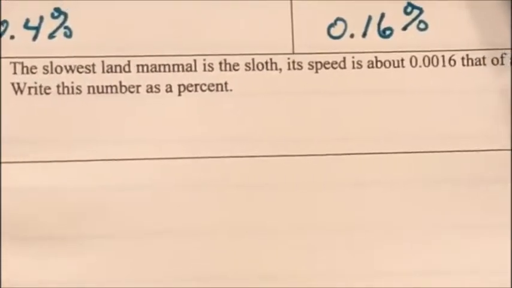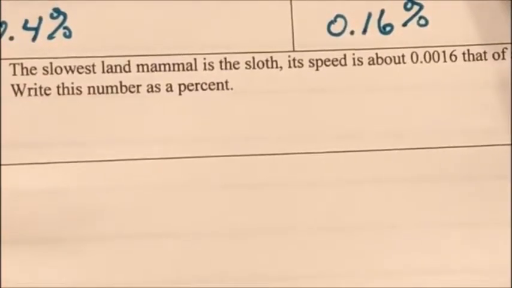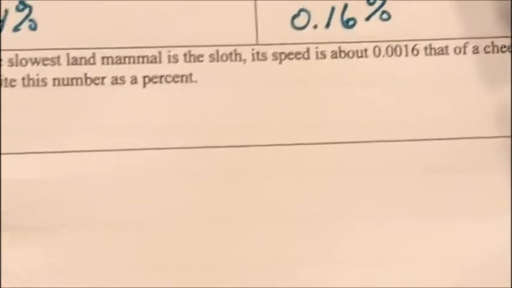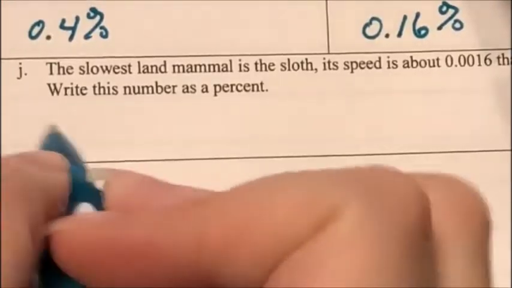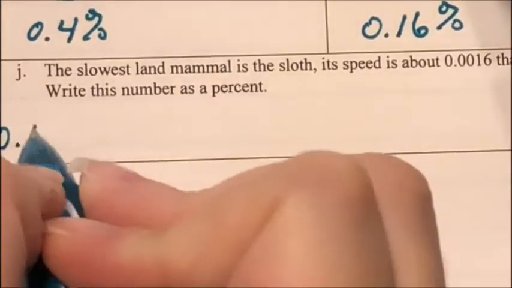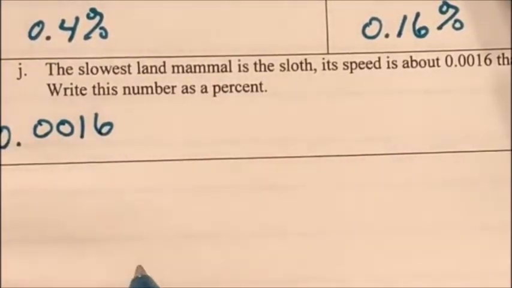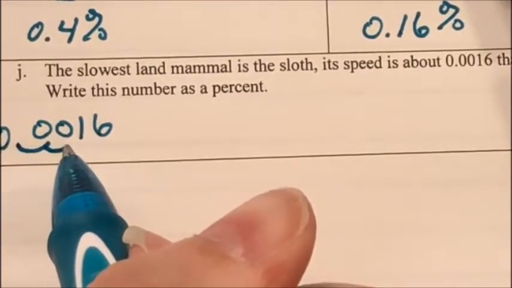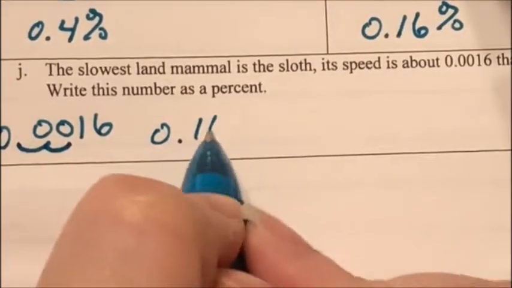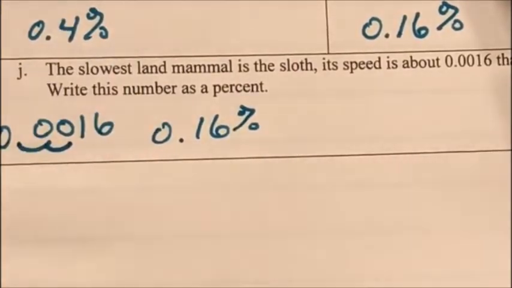Last one is letter J. The slowest land mammal is the sloth. Its speed is about 0.0016 that of a cheetah. Write this number as a percent. So I'm going to write 0.0016 as a percent. So all I'm going to do is move the decimal 2 places to the right. So I get 0.16%. So the sloth is 0.16% of the cheetah's speed. And that is the end of lesson 4.